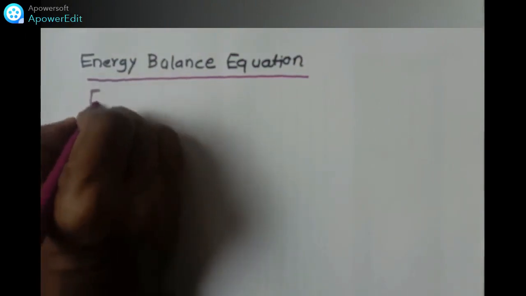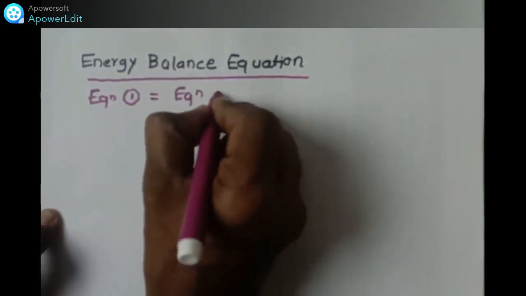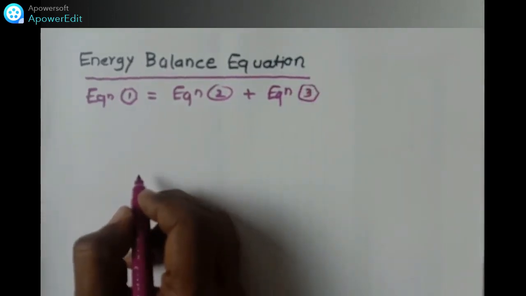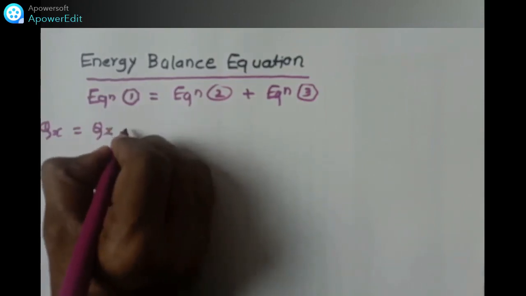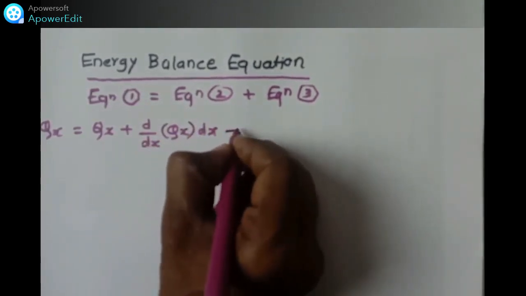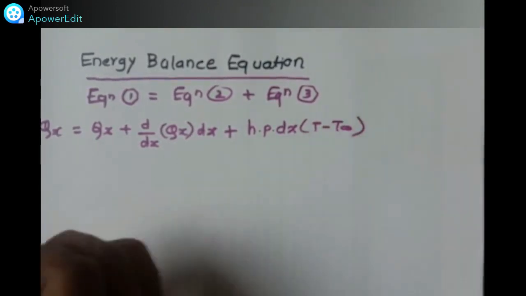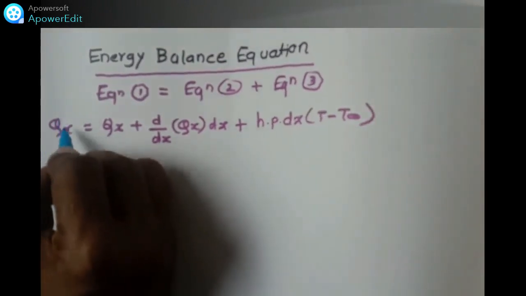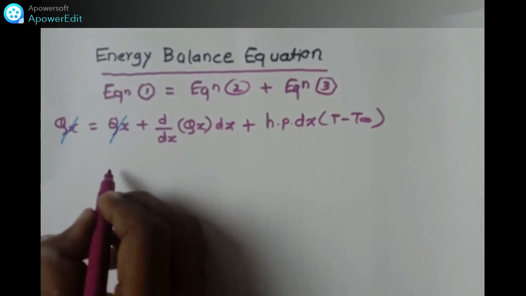So here Qx is equal to Qx plus d by dx of Qx dx plus hP dx into T minus T infinity. In this case this Qx and this Qx will get cancelled, so remaining we can write the following.